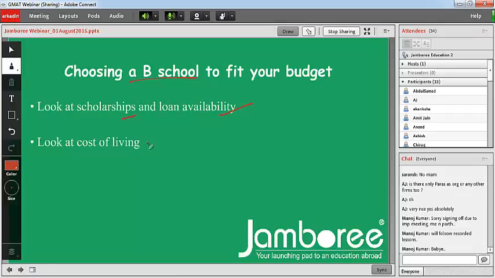Then look at the cost of living. Sometimes students look only at the tuition. That is not good enough, because the cost of living can be very high in certain cities. So if you are applying to Chicago or New York or Los Angeles, they are extremely expensive cities. So when you are looking at business school websites, don't look at only the fees. To plan how much you need for a certain B school, it is actually tuition plus cost of living, not just tuition. It is tuition plus cost of living, right?